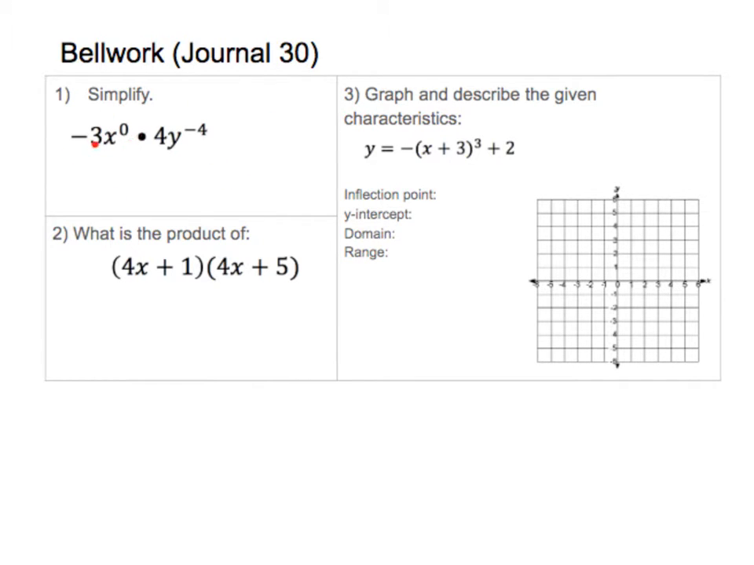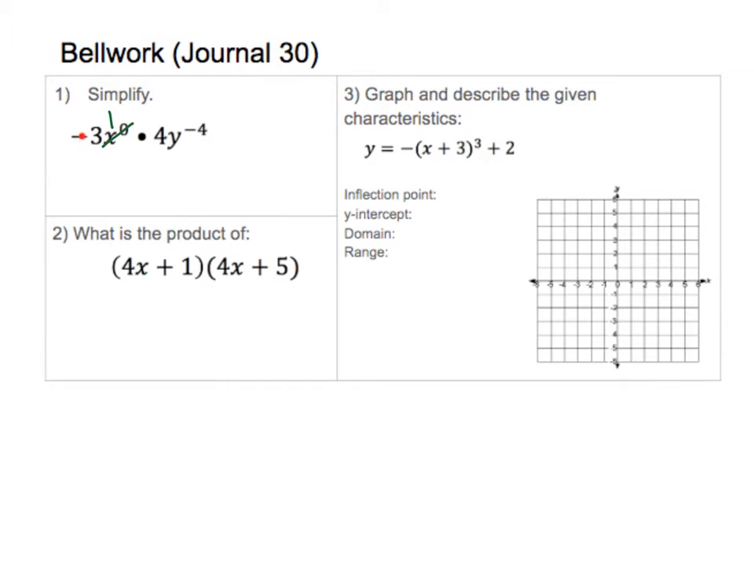So what it's saying here is I'm taking negative 3x to the 0 power and multiplying it with 4y to the negative 4th. So there's a lot of issues going on here that we do need to simplify. Like there's a negative exponent, there's a 0 exponent. So first thing I noticed was this x to the 0 power. We learned earlier on that anything to the 0 power is just a 1. So I can slash that out and replace that with a 1.